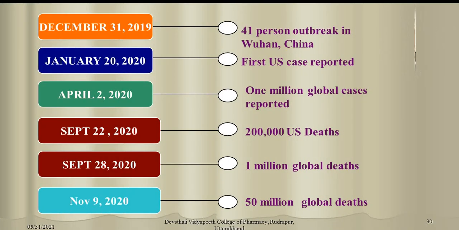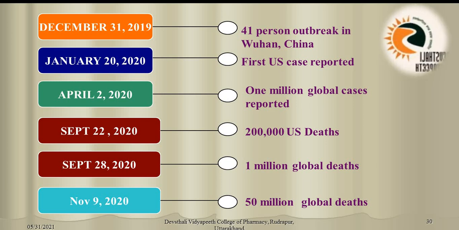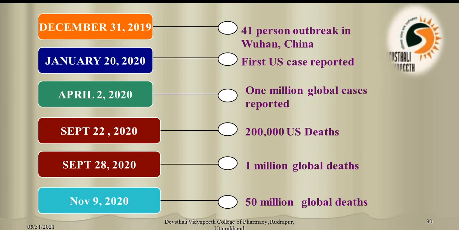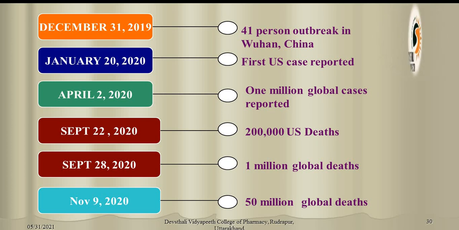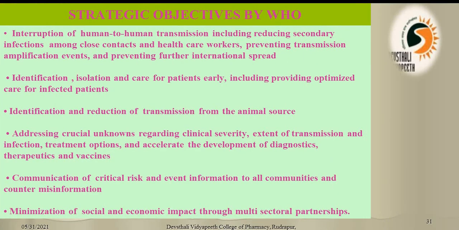So here is the timeline for the outbreak. On December 31, 2019, 41 outbreak cases were recorded in Wuhan, China. In January 2020, the first US case was reported. After that, on April 2, 1 million global cases were reported. On September 28, 2020, 1 million global deaths were recorded, and by November 9, 2020, 50 million global cases were recorded.